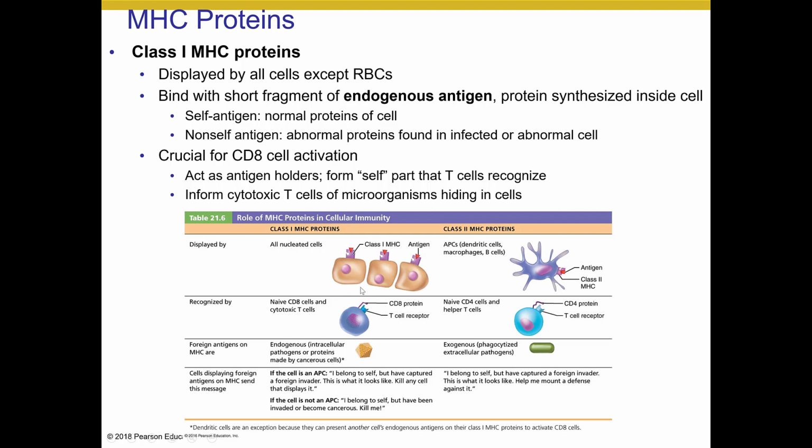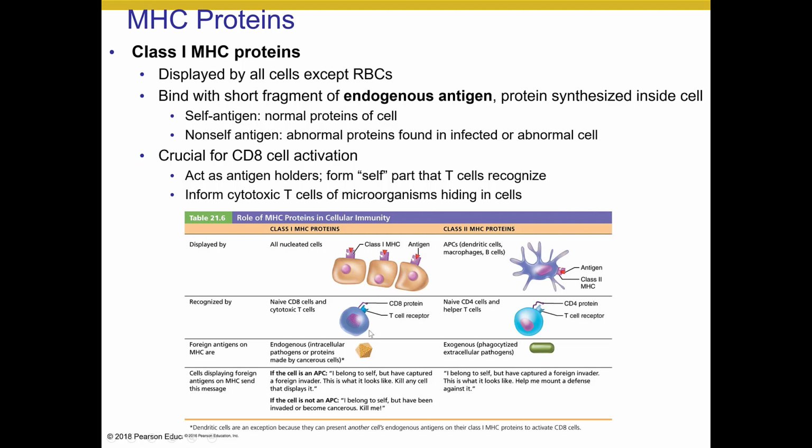If this cell up here is not an antigen presenting cell, then that means it's an infected cell. Let's say a cell in your body is infected by a virus. That infected cell is going to display that viral antigen on its surface, and it's going to do so using its MHC1 protein. So now we have an infected cell displaying viral foreign antigen on its surface using a class 1 MHC protein to hold on to that antigen.